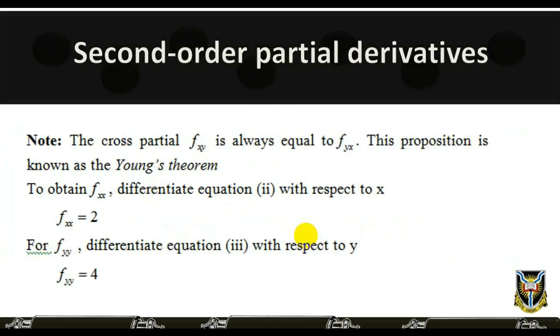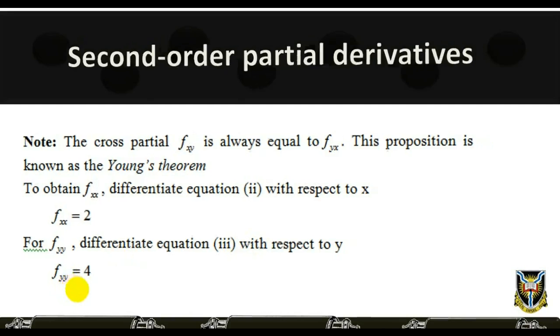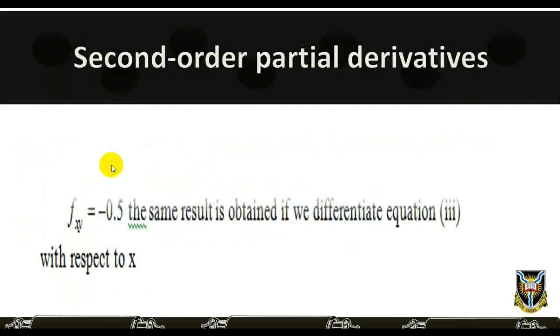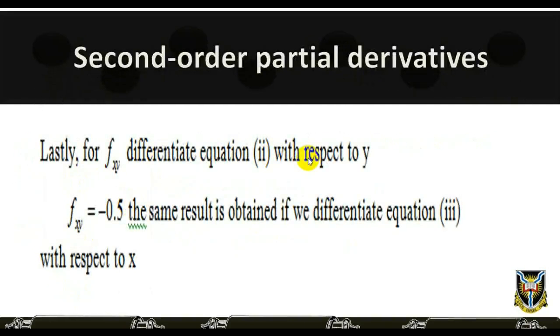To obtain f_xx, differentiate equation 2 with respect to x, f_xx equals 2. For f_yy, differentiate equation 3 with respect to y, f_yy equals 4. Lastly, for f_xy, differentiate equation 2 with respect to y, f_xy equals minus 0.5. The same result is obtained if we differentiate equation 3 with respect to x.